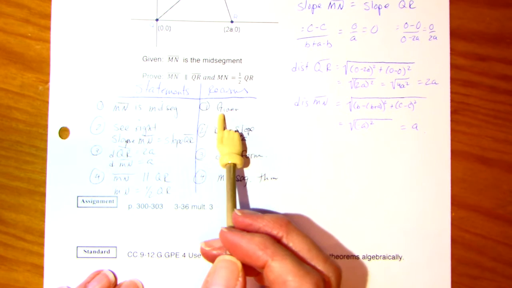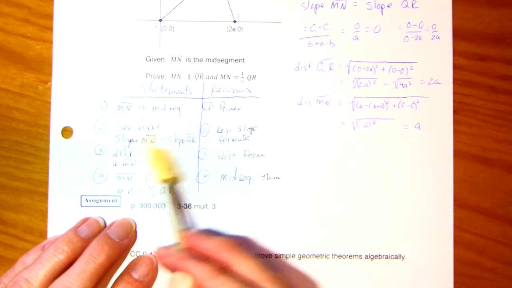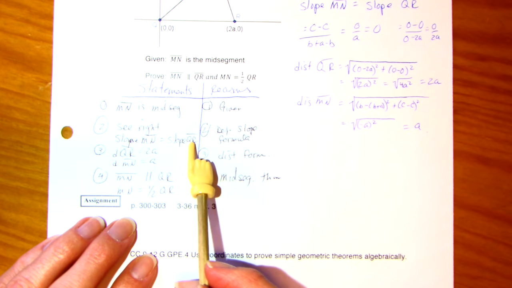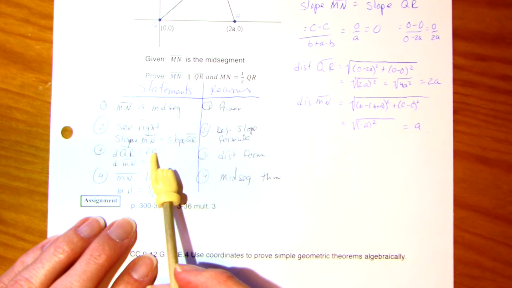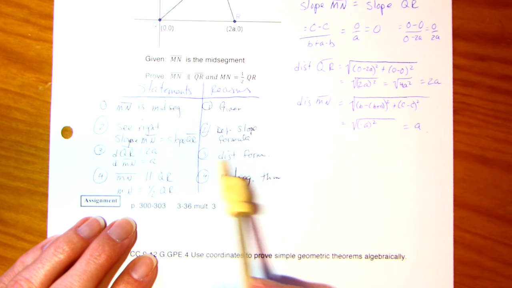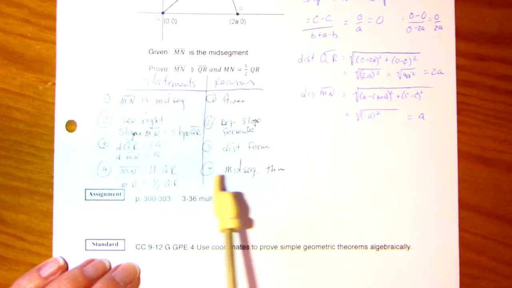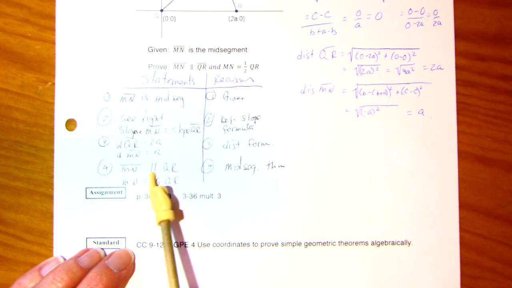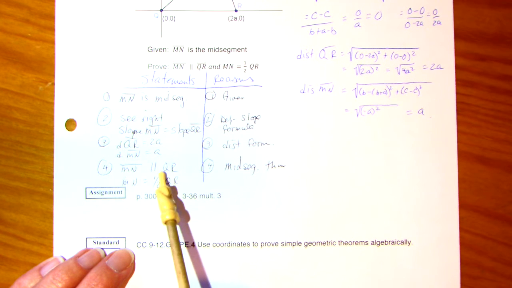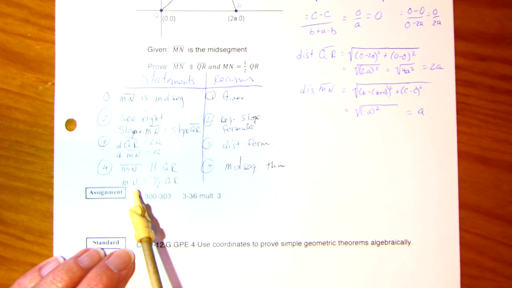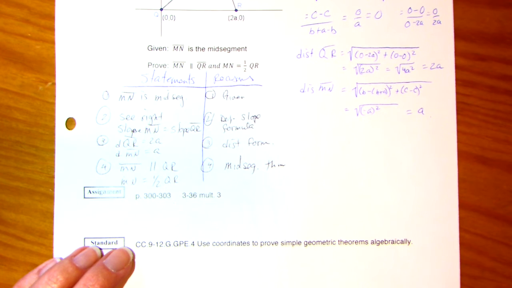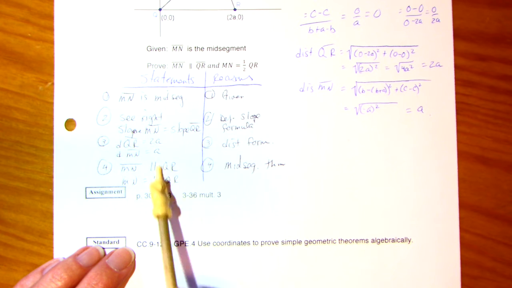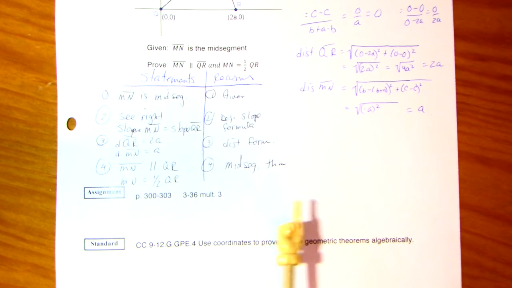Okay, MN is the midsegment, that's given. And then the slopes are the same, by the definition of slope. The full length is 2a, the midsegment length is a, so the distance formula gave me that. And then because of these, MN is parallel to QR, and MN is half of QR, so that's our midsegment theorem. So basically, we wanted these two things to show that we have the midsegment theorem.